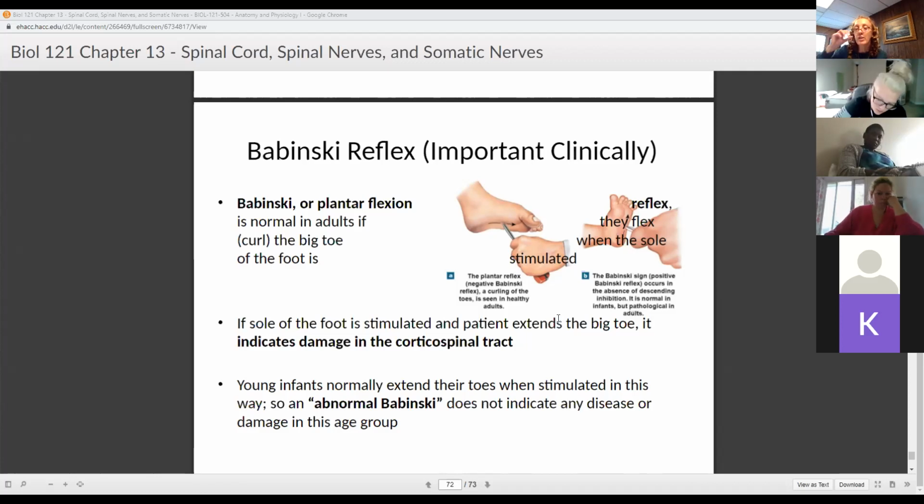In babies up to about a year to a year and a half, their toes will fan out. Marco, come here. Their toes will fan out. So if the sole of the foot is stimulated and the patient extends their big toe, it indicates that there's damage to the corticospinal tract. Young infants will normally extend their toes when stimulated in this way. So it's the myelination that isn't there yet. You have to wait for it to develop.